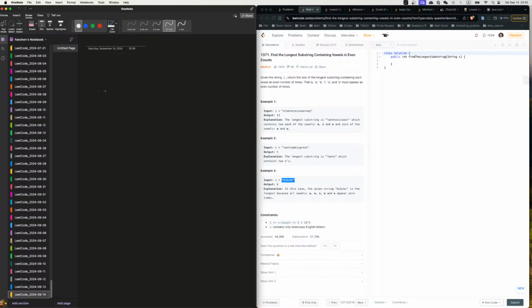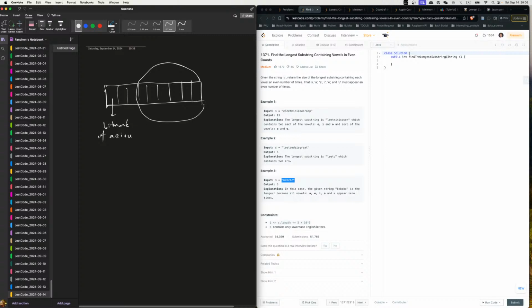I'm going wild here. This is wild. Okay, so what we're saying is at each position there is going to be a bit mask of AEIOU, and then what we want is for a subarray of that.